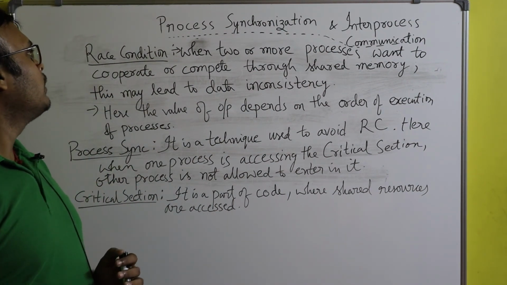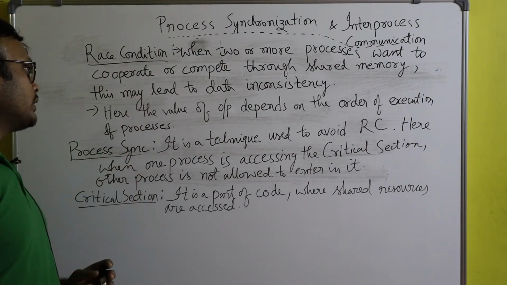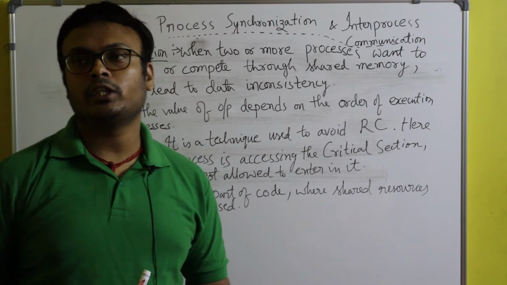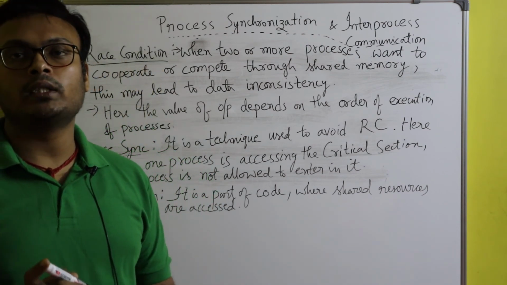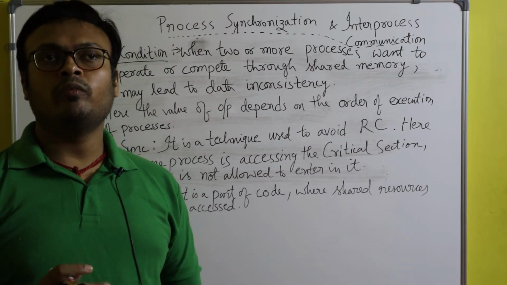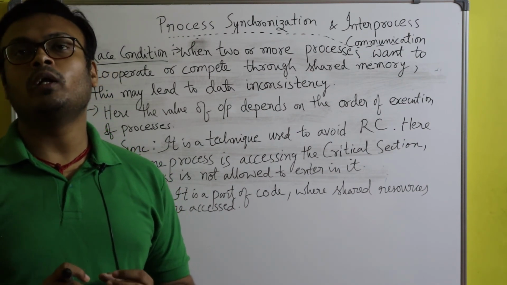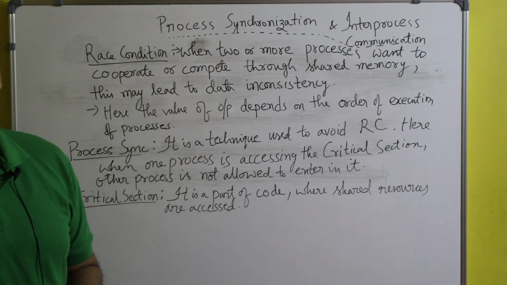So I think you got the meaning of race condition, process synchronization, and critical section. But you see, implementing process synchronization is not very simple. Here we have to consider certain issues and some conditions. Also, we have to deal with certain trade-offs. That I will explain to you in the next video. Okay. Thank you.